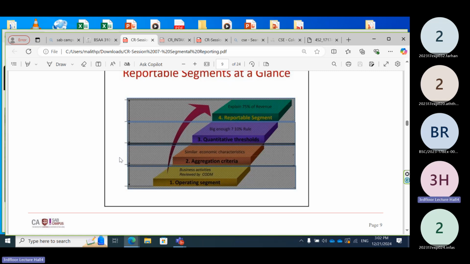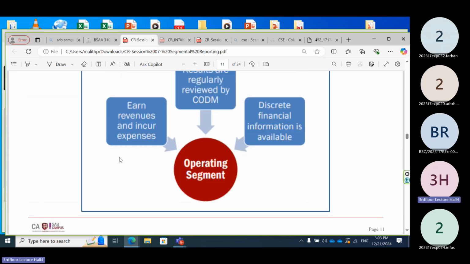But the exact question we can see from the examiner perspective. Once you are identifying your reportable segment from operating segment, what are the quantitative thresholds you need to follow? That is the question that will be tested in the exam. So we have 4 quantitative benchmarks to evaluate the segments. That's what is mentioned here.